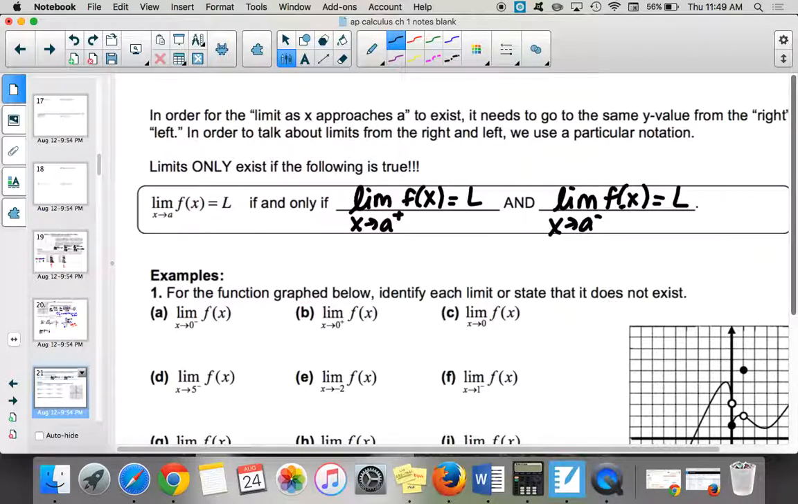So I know you guys probably don't like notation. We're learning some different notations in calculus. So the right-hand limit and left-hand limit need to go to the same y value. Then we're able to say that the limit exists at that certain x value. So this will make more sense as we do these examples.